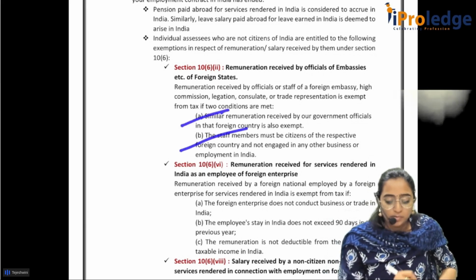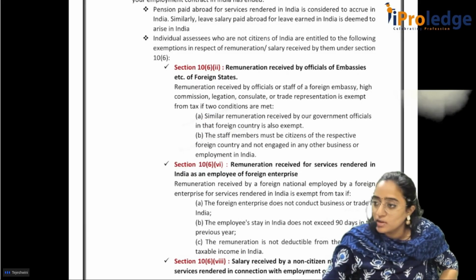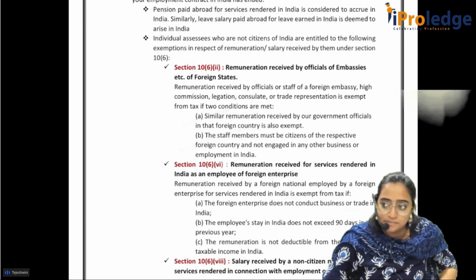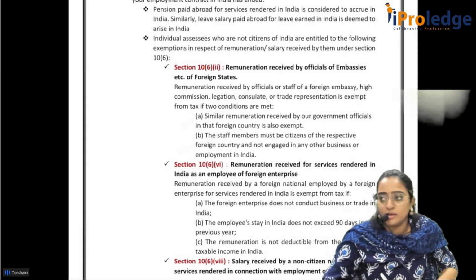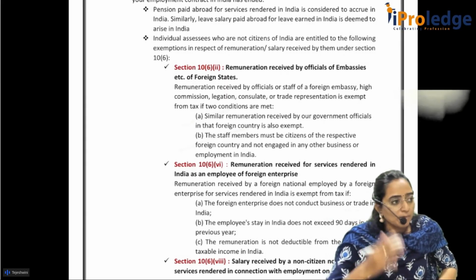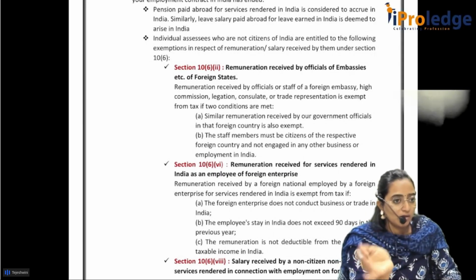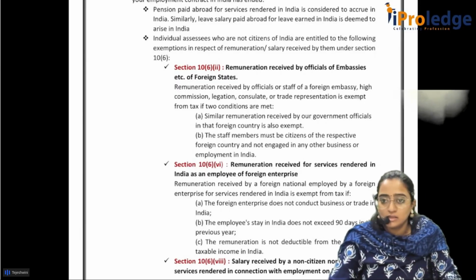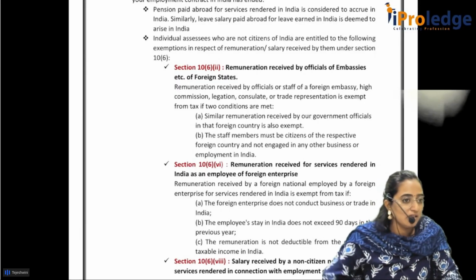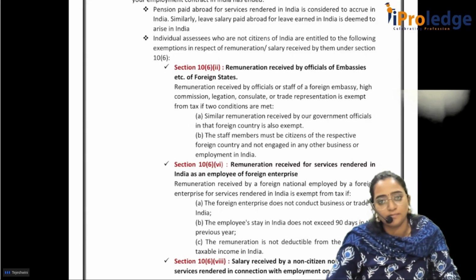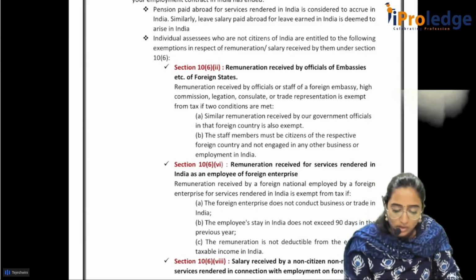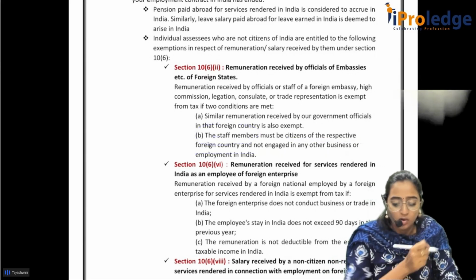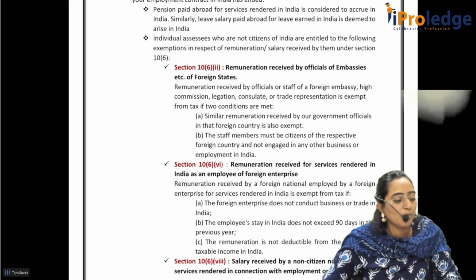And the staff member should be a citizen of that foreign country. People working in that respective country's embassy will be of that particular country only. The Indian embassy will not appoint some US people over there. They will appoint Indians only, from the security person to the people inside. So the foreign staff member must be a citizen of the respective country and not engaged in any other business or employment in India.